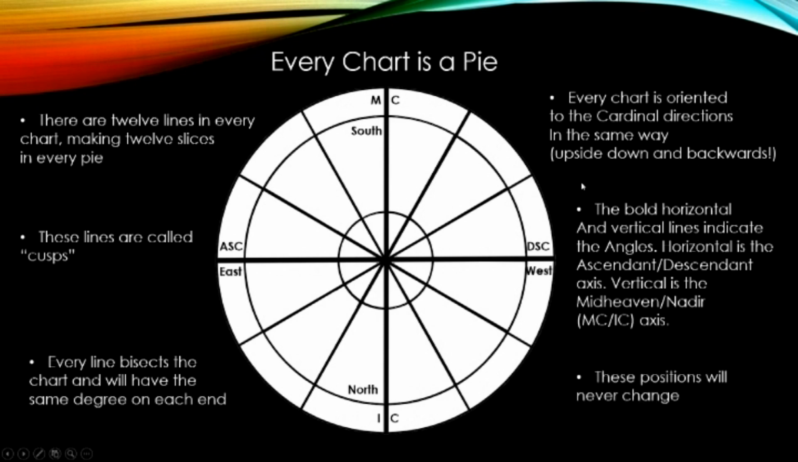These positions will never change. The ascendant will always be here, and this will always be east. The descendant will always be the other end of that line that the ascendant sits on. The MC will always be at the top of the chart. The IC will always be at the bottom of the chart, though they might not look like nice, neat 90-degree angles like this, and we'll talk about that in a little while.